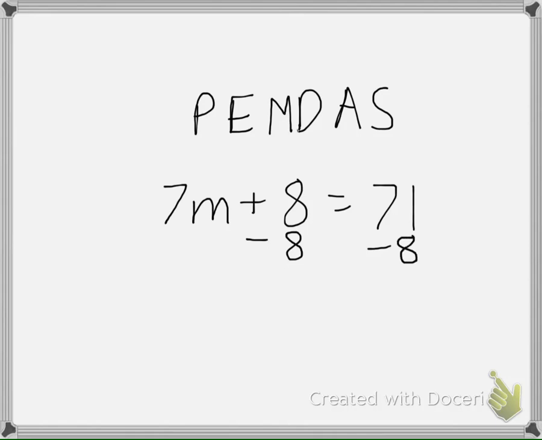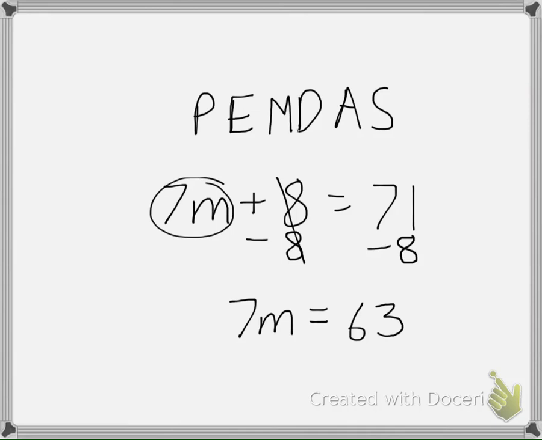Now, on the left-hand side, 8 minus 8, of course, cancels out, which leaves me with not m, but 7m. Important thing to notice here is, unlike our one-step equations where we do one thing and then all of a sudden the variable is all by itself, here I still have 7 times m left on the left-hand side. And on the right-hand side, I have 71 minus 8, which gives me 63.